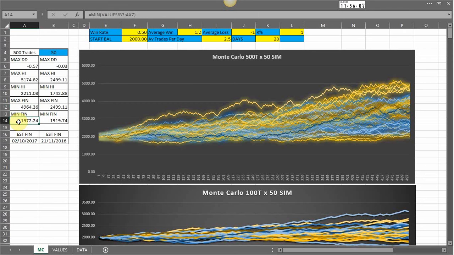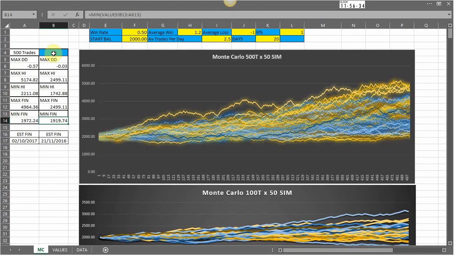The minimum finish is 1,972. So if you take 2,000, across 50 simulations of 500 trades, at least one of them, because if you look under this list and the starting balance is more than one that's underneath here, it's about three that actually finish negative after 500 trades.